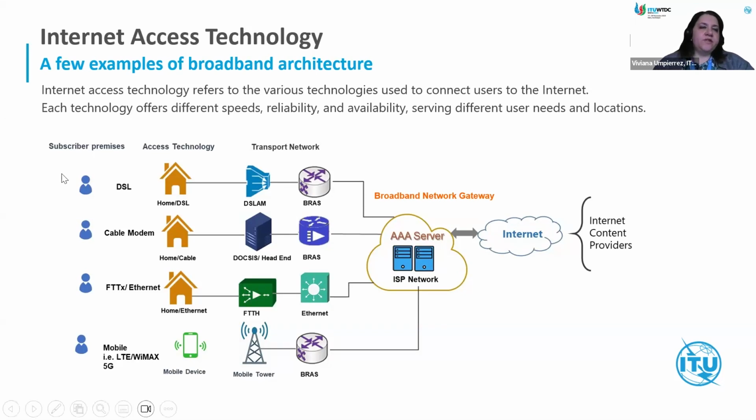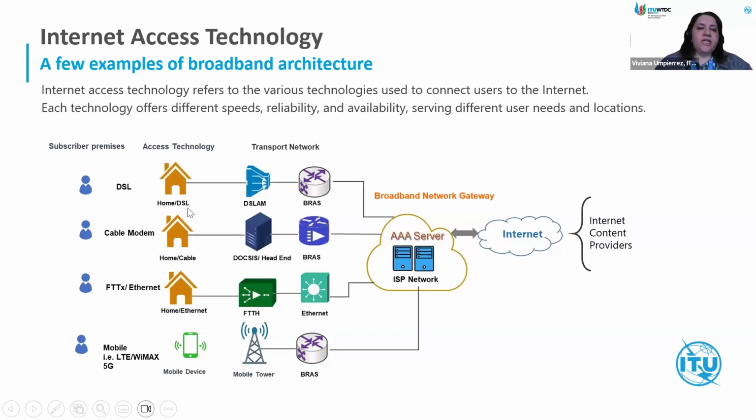So first, to the left, we have the subscriber premises, where the user is. Second, we have what we call the access technology, which refers to the technologies used by subscribers to connect to the internet. As you very well know, this is an example, we have many more, but we have DSL, cable modem, fiber to the home building, or mobile, which can be 4G, 3G, or 5G.